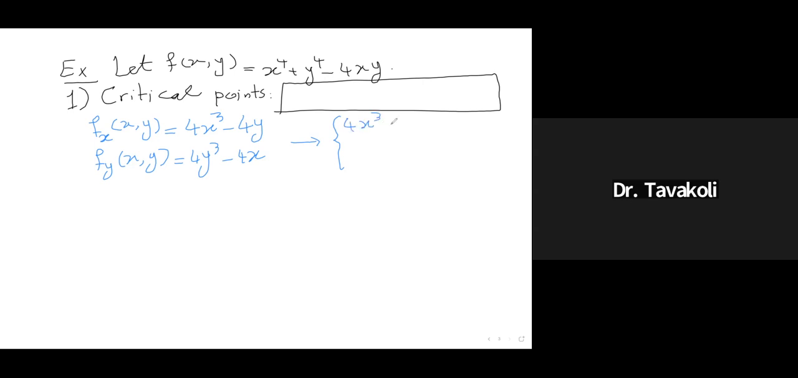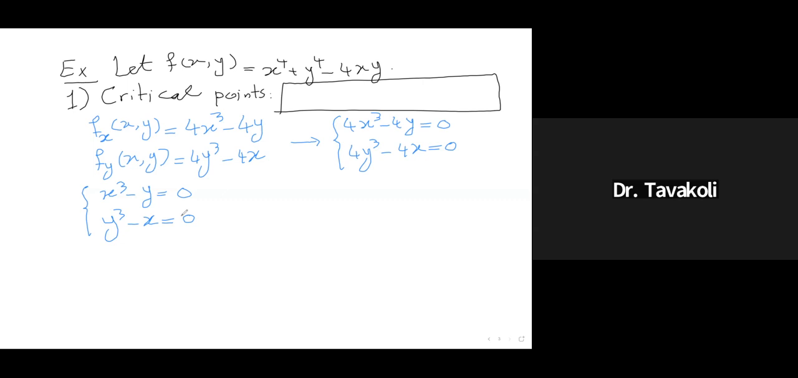4x cubed minus 4y is 0, and 4y cubed minus 4x is 0. In each of these equations, 4 is in common. I can factor 4 out and divide both sides by 4. And since the other side is 0, 0 divided by 4 still remains 0. So the first equation is x cubed minus y, and y cubed minus x.